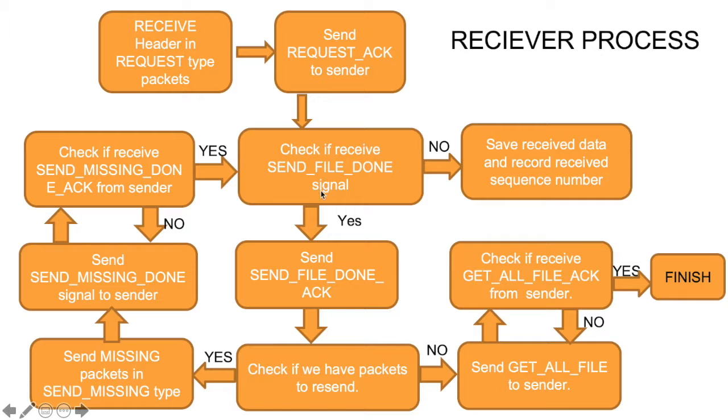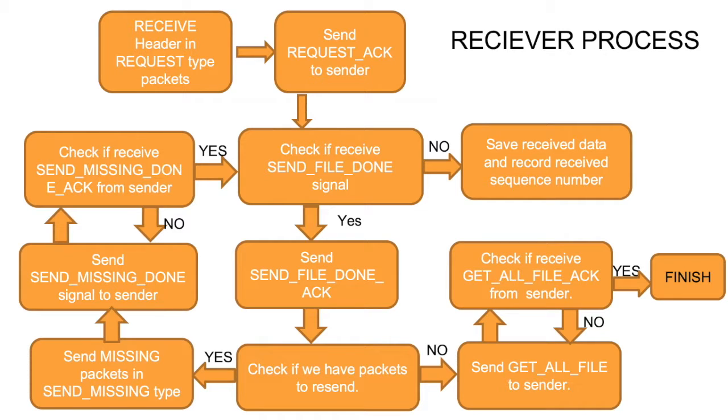So after we receive that signal, we'll send back the acknowledge, and then we will check if we have all the packets we need. And if we are missing something, in that case, we will go to this part. We will send the missing packets in the send missing tab. So in this type of packet, we will send the information about the sequence numbers we are missing. After we send out the missing information, we will send the send missing done information to the sender.